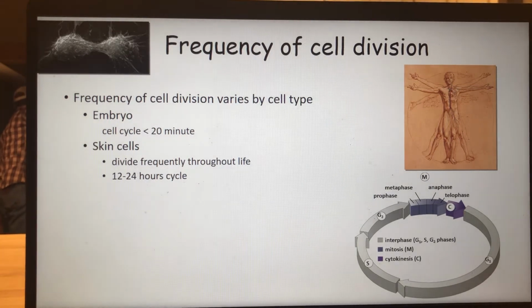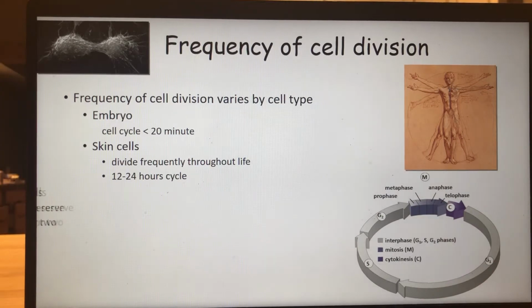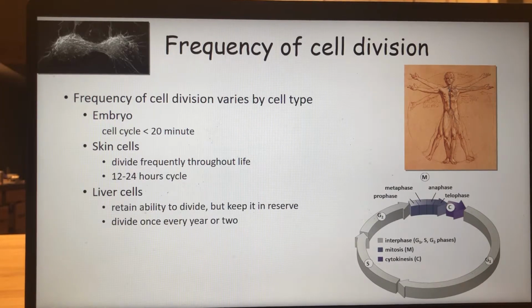Skin cells are another cell that divides really frequently. You're looking at about an entire new cell. One skin cell will divide between 12 to 24 hours. It'll go through this cycle. Liver cells, remember they divide quite often. About every 2 years, your entire liver is completely new. So these cells have a very fast rate of cell division.